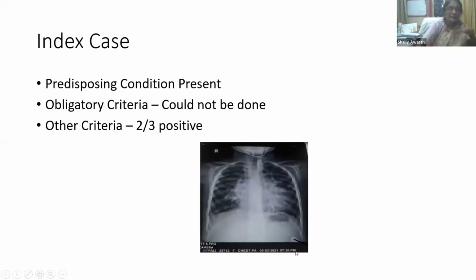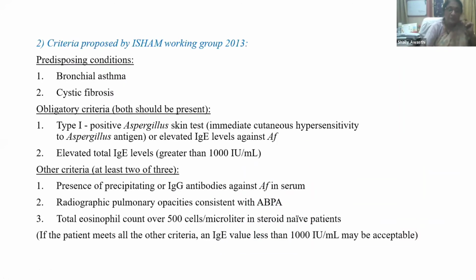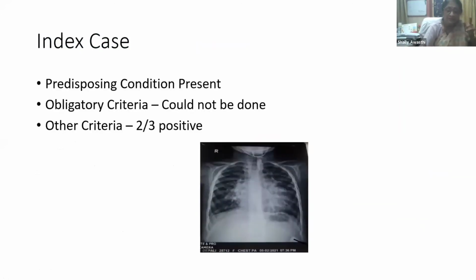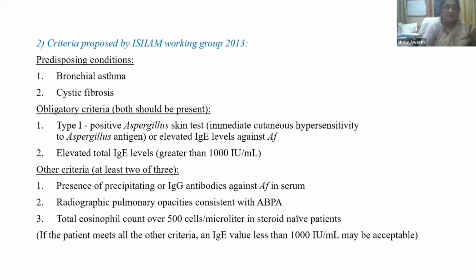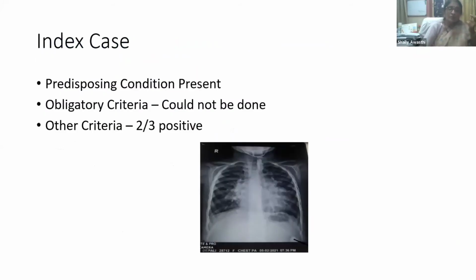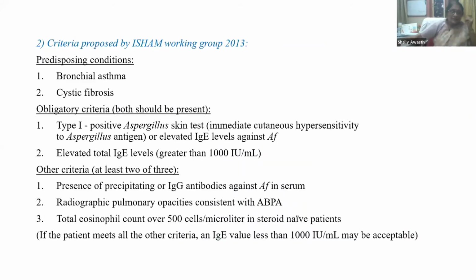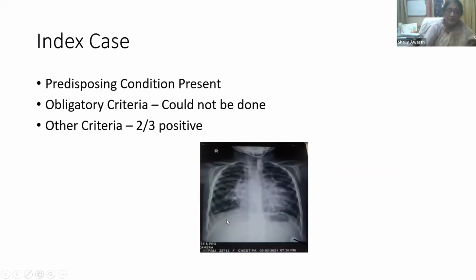I take you to my index case. Predisposing condition present, cystic fibrosis. Obligatory criteria could not be done. Whatever, I told you what the criteria are. And of the other criteria, they said 2 out of 3 positive. Yes, 2 were positive. Radiological opacities were consistent and IgE count was elevated.